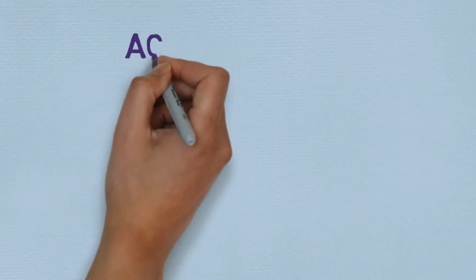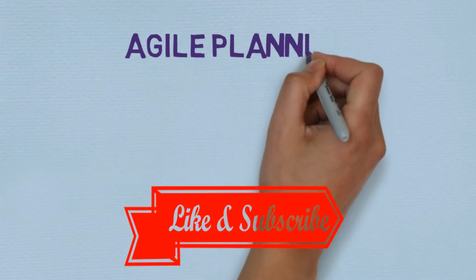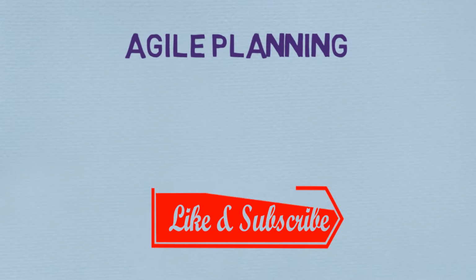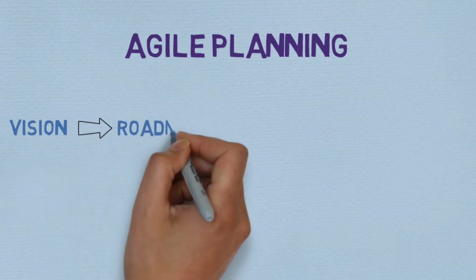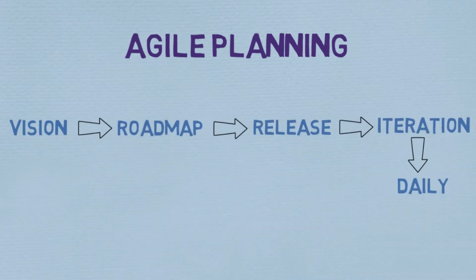So if you have already decided to work on Agile framework, then you should start doing the planning. Agile is definitely an efficient way of turning customer vision into reality. In Agile Planning, we have 5 core elements: vision, roadmap, release, iteration, and daily. Let's start with vision first.